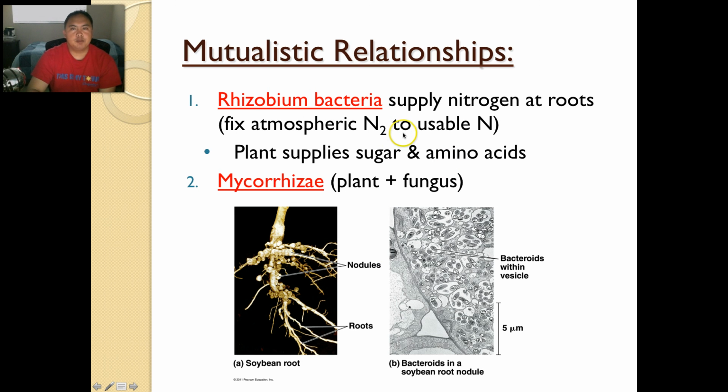We talked about mutualistic relationships or symbiotic relationships, things in the plant that allow it to live with, and they use it. They work together.